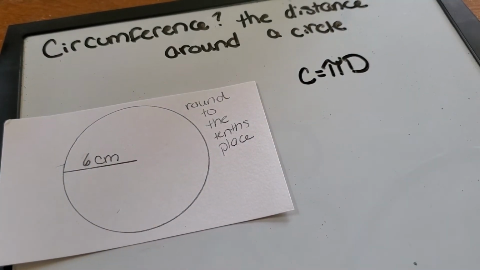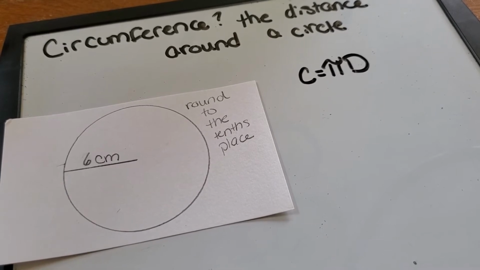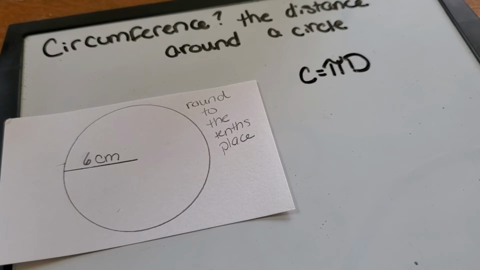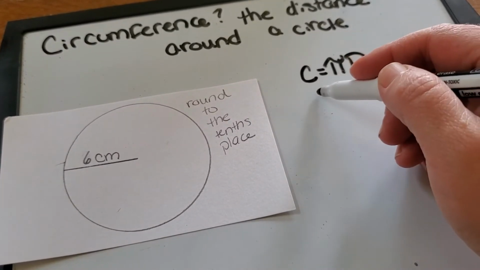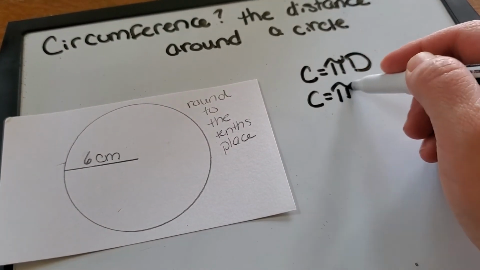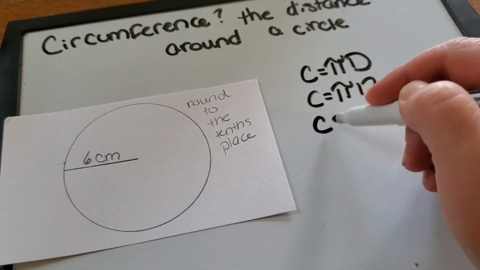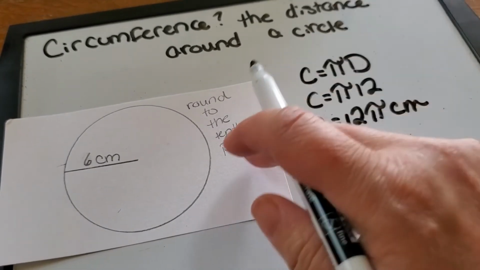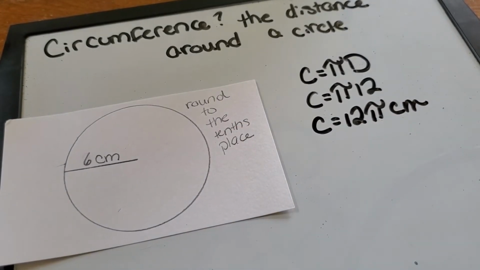Now realize that 6 is not the diameter. That's the radius. To find the diameter all the way across, you'd have to double the 6. And we could say the diameter is 12. So the circumference is pi times 12. Or yesterday we called that 12 pi centimeters. Well, today, because the directions tell you to round, you don't want to leave it in terms of pi.